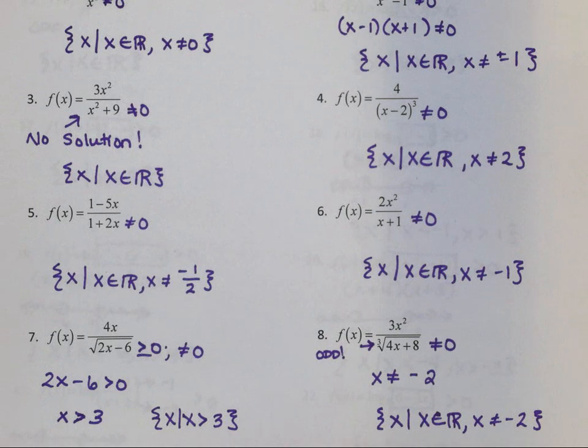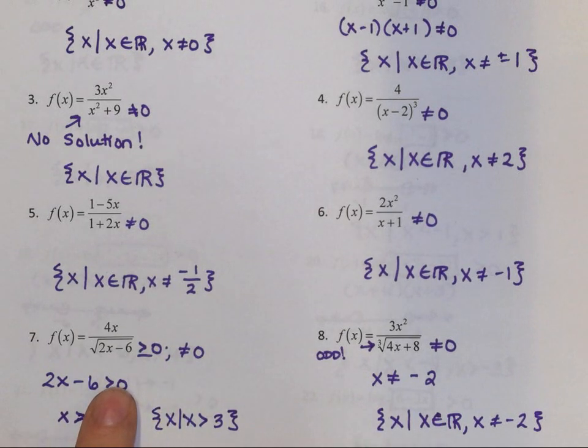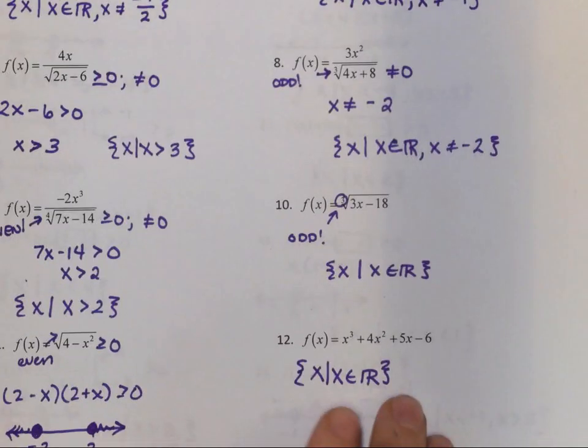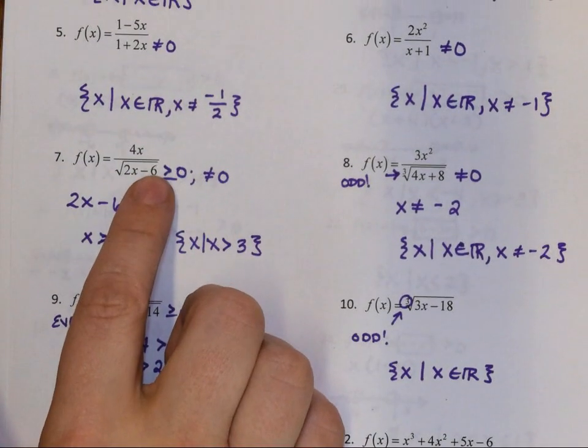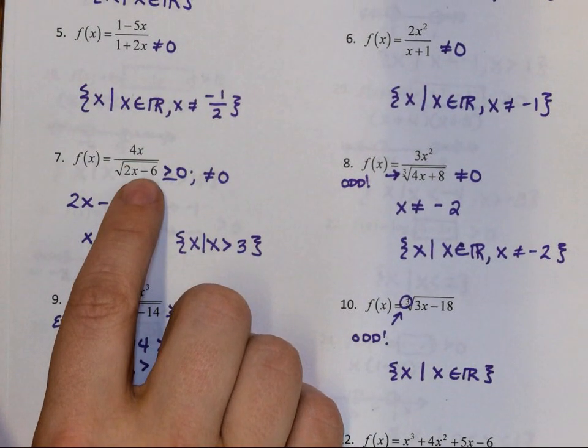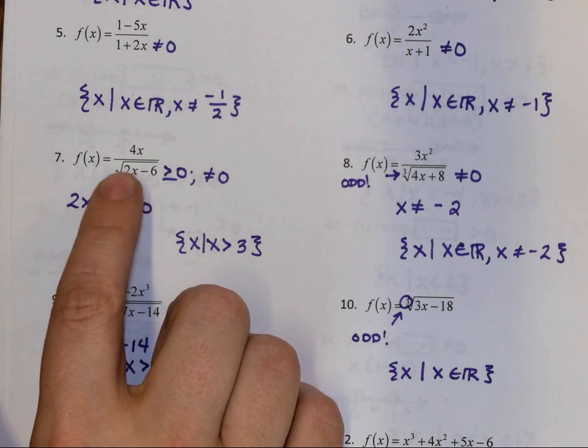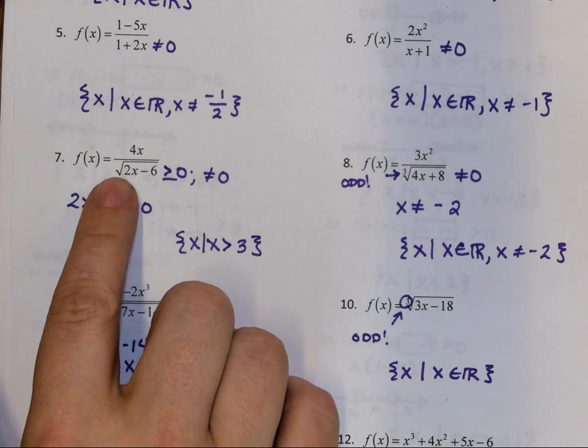I tried to give you a little bit of explanation, such as on number 7, has to be both greater than or equal to 0 and not equal to 0, which is why I chose greater than. So you always have to solve, like set the top and the bottom equal to 0. Not always. For example, number 12, that's just a polynomial that has no restrictions. And if you look at number 7, 7 does have a top and a bottom, but it's not in a log, so the only restrictions come from the denominator.